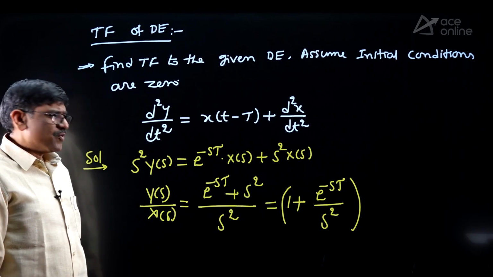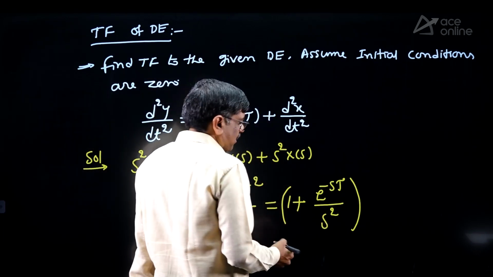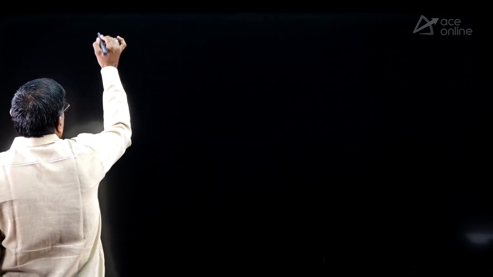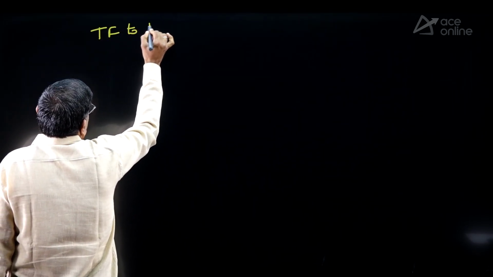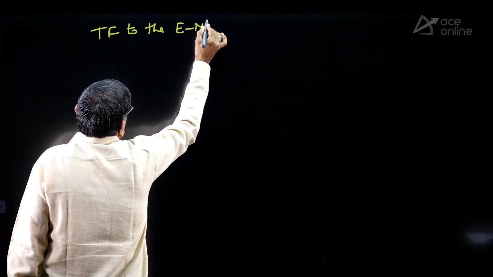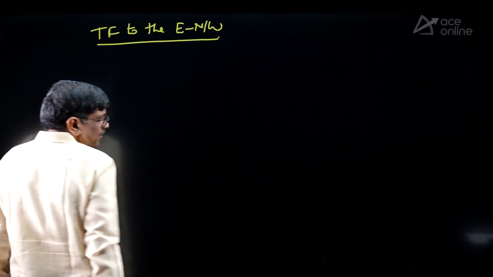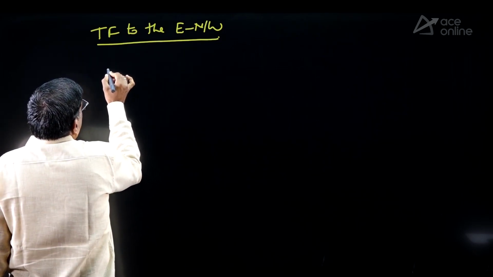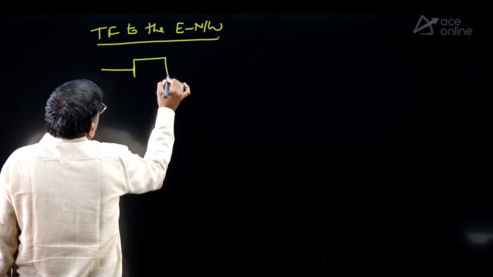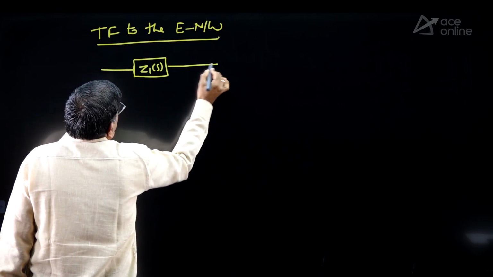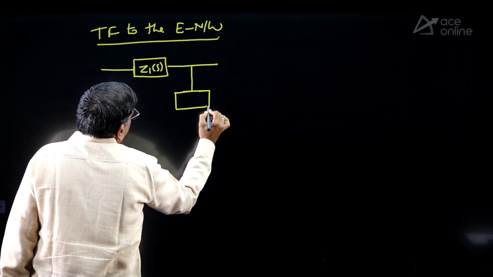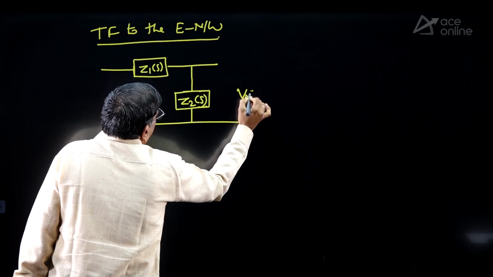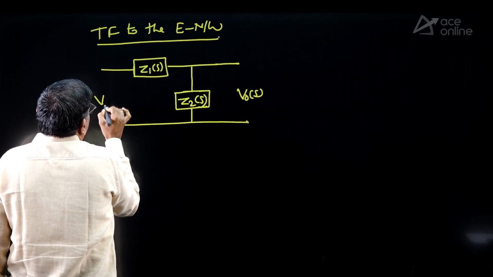Okay. One more question. We can take one more topic also. Transfer function to the electrical network. The first chapter. So for example, you take the Z1, Z2 form. Here you take Z1 of S, and here Z2. Two models they can ask. So here V0 of S, here Vi of S.